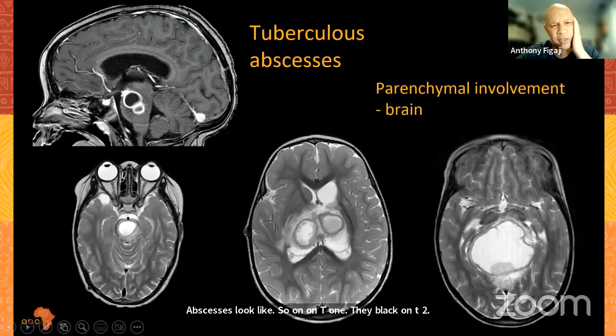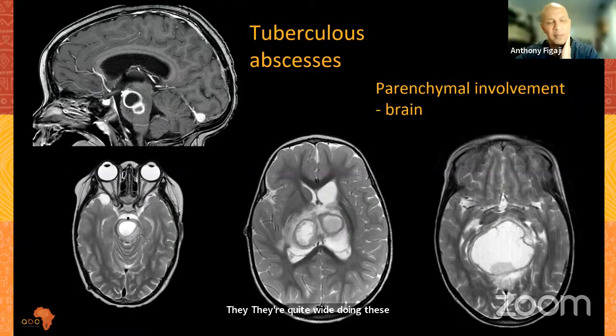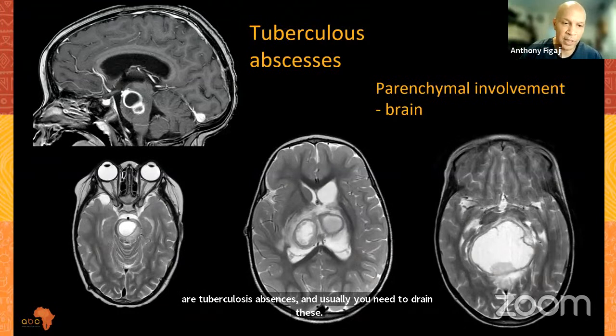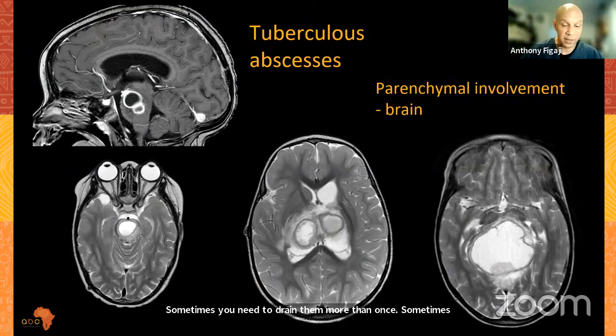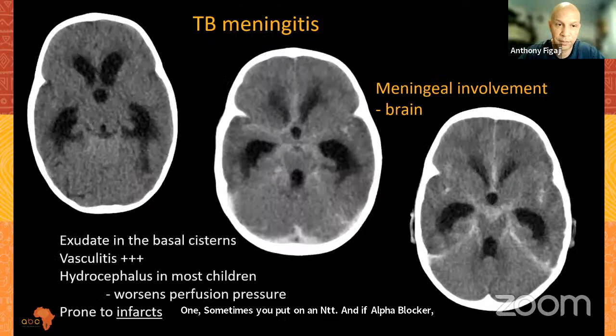Those are tuberculous abscesses, and usually you need to drain these. Sometimes you need to drain them more than once. Sometimes you need to try to take the capsule out, and very occasionally, as some colleagues of ours have published, the really, really refractory ones, sometimes you put on an anti-TNF alpha blocker like thalidomide. So that's tuberculous abscesses. And then you have meningeal involvement.